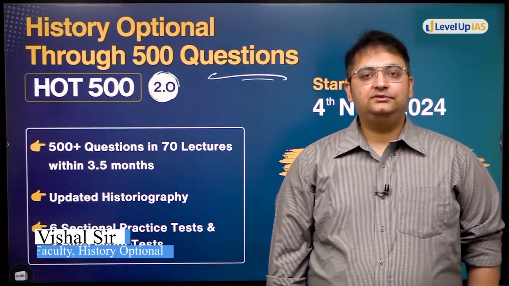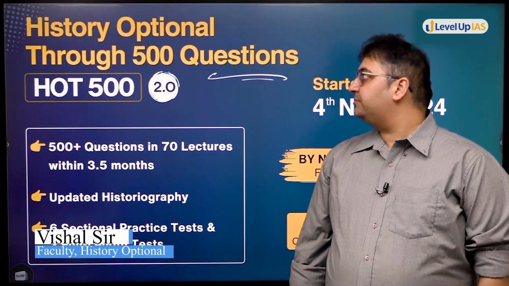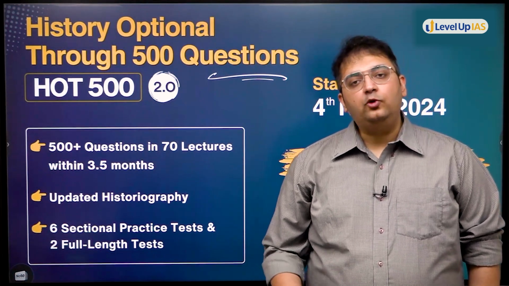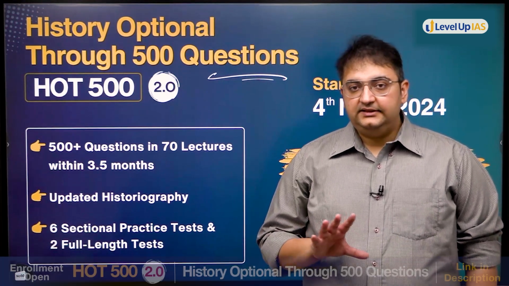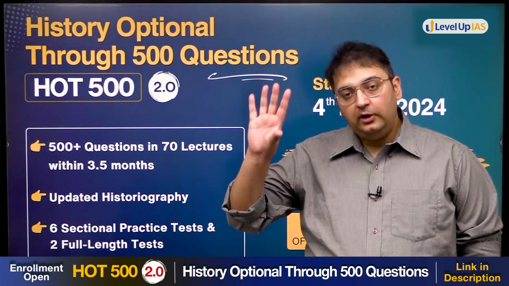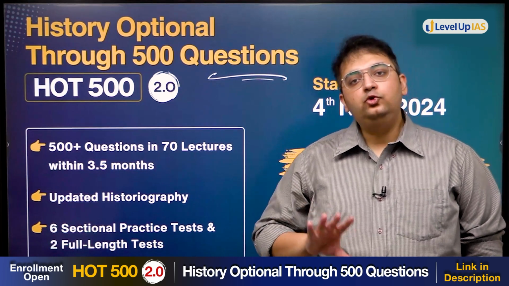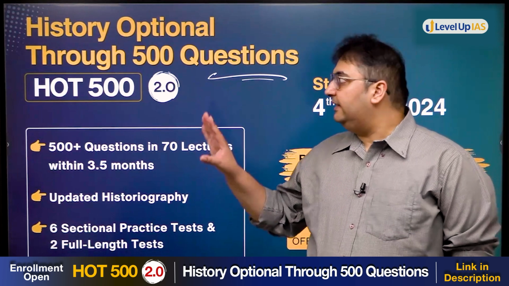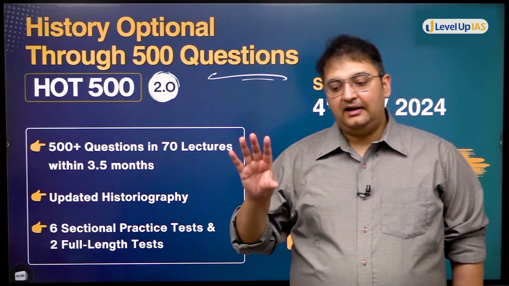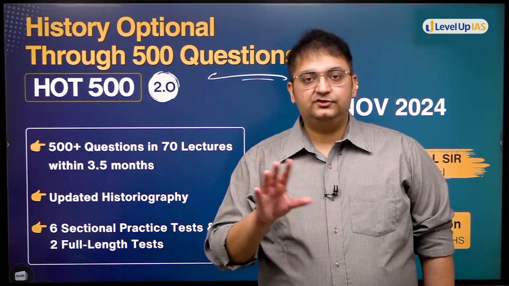I'm extremely pleased to announce the launch of our new History Optional through 500 questions batch number 2. The batch starts on the 4th of November and here we have tried to take an entirely new approach to History Optional preparation. This entire course is going to cover the whole syllabus of the History Optional through question and answer format. While the name of the course is History Optional through 500 questions, we are ultimately going to be covering about 800 questions, more or less.